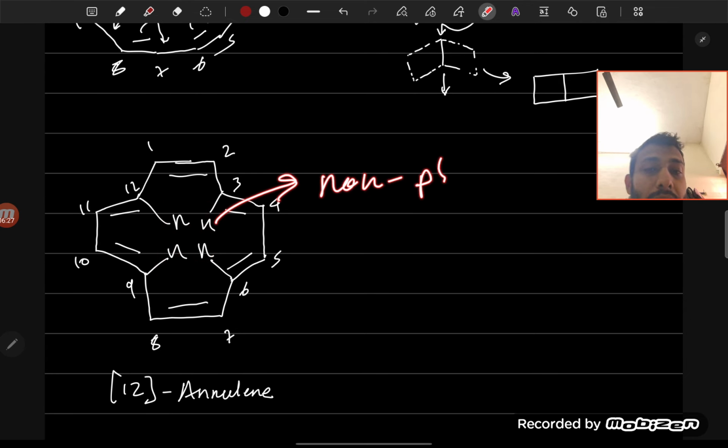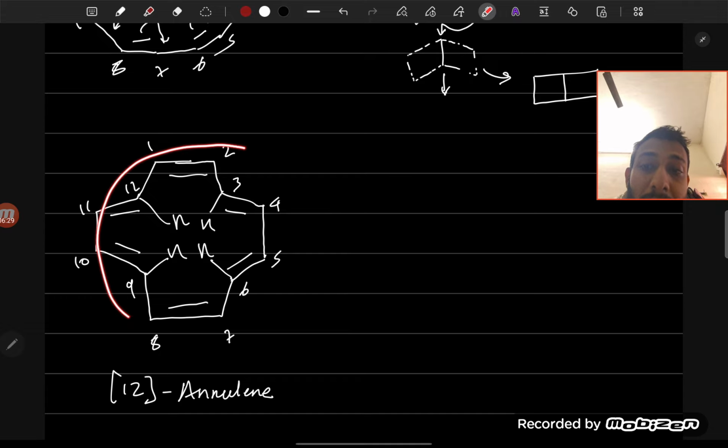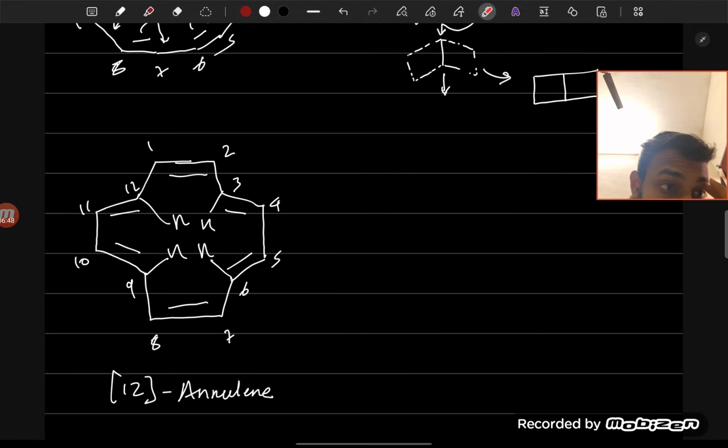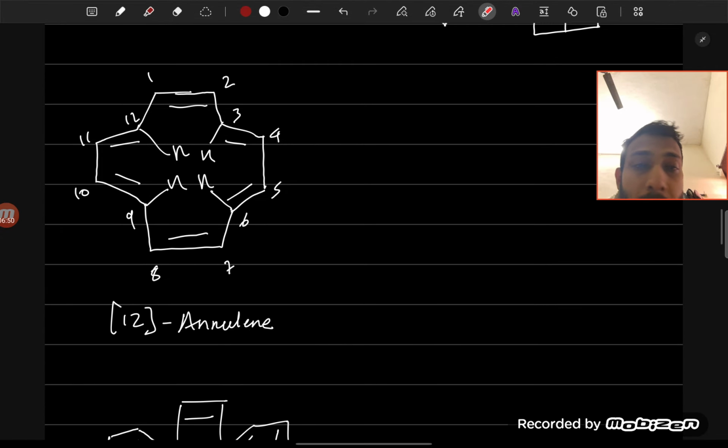But what if we increase the number of carbons in this ring and provide extra space for these hydrogen atoms? Then it will decrease the repulsion between the hydrogen atoms, and this compound may come into a single plane, and the moment it comes into a single plane, it will be an aromatic compound. Let me present the next example. But for a moment this compound is non-aromatic.